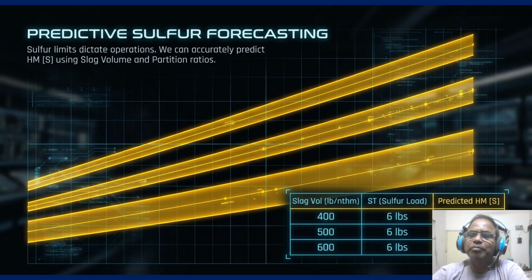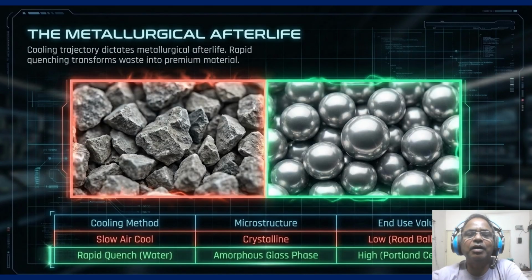Coming to our metallurgical afterlife. A rapid quench turns slag into a glass phase, a premium cement feedstock, turning waste into value. Every pound leaving the furnace should earn revenue.